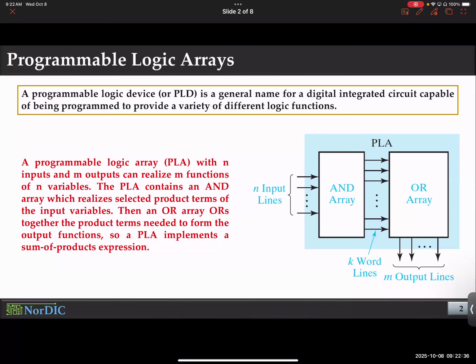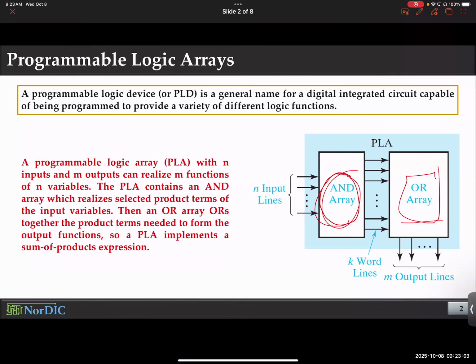So what it gives you is an AND array. So you have two blocks of arrays, one with just AND gates and the other one with just OR gates. Which basically, as you can imagine, is targeted towards implementing sum of product. You incorporate the product terms using the AND array, and you incorporate the sum term using the OR array.